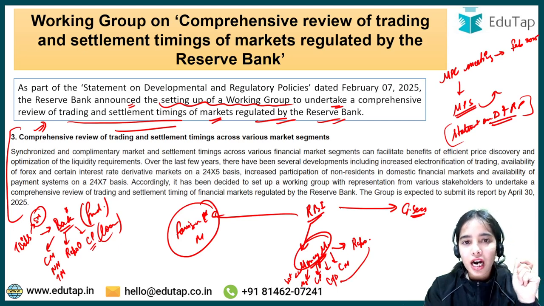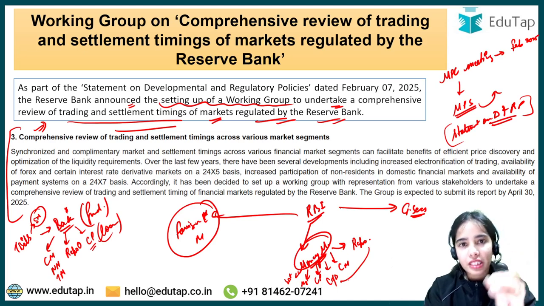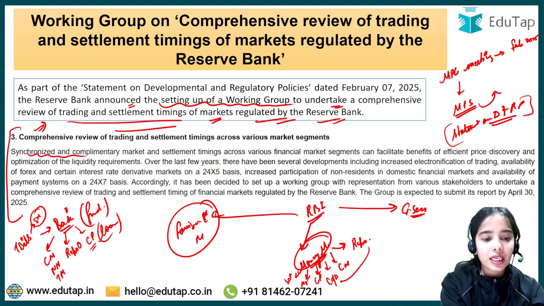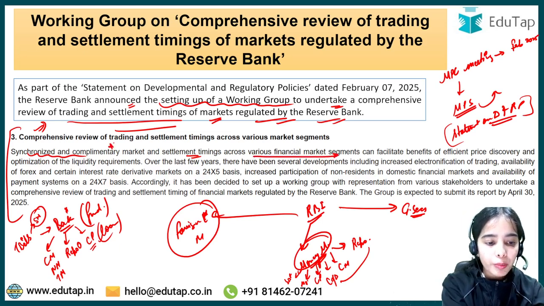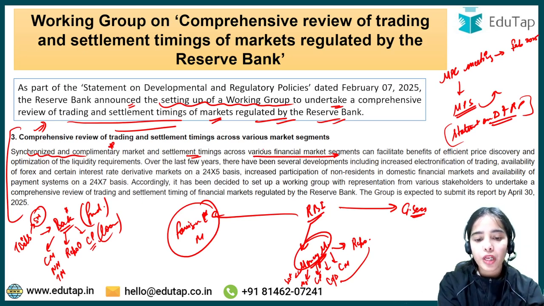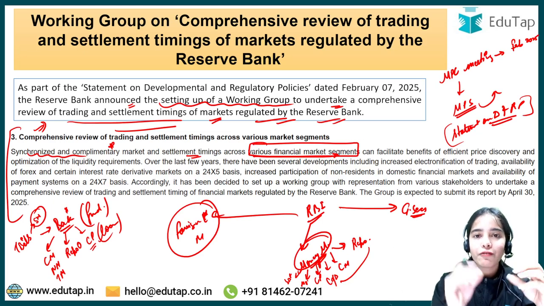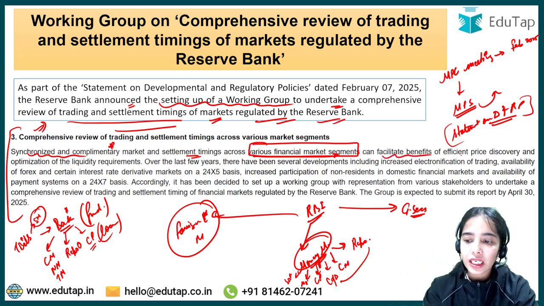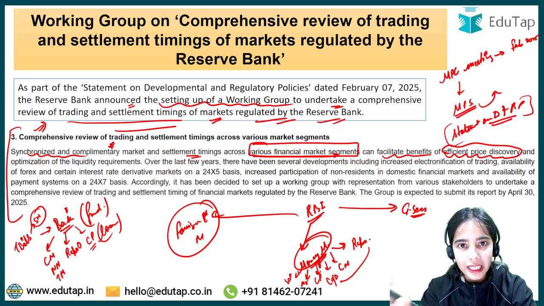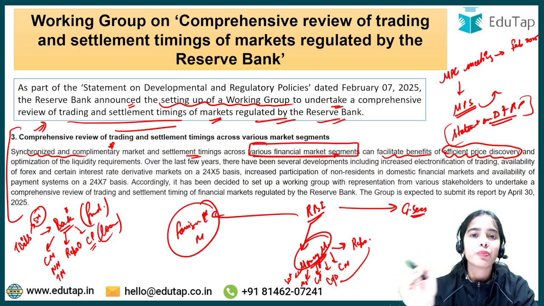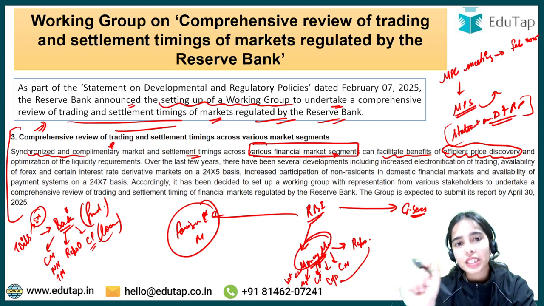So the RBI has said that we have to set up a working group to undertake a comprehensive review of the trading and settlement timing so that we can synchronize the settlement timings across various financial market segments, and we can have complementary market and settlement timings across various financial market segments. This can facilitate better, efficient price discovery. The price discovery of the different instruments in the money market, in the foreign exchange market and the government securities market will become more efficient because there will be synchronization and complementary trading and settlement timing that will be brought.